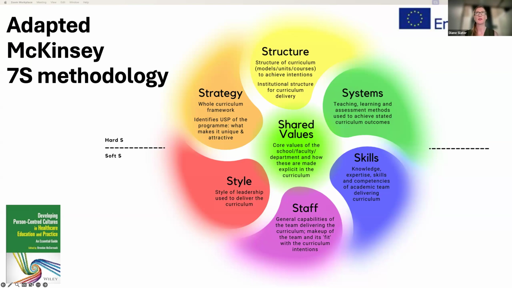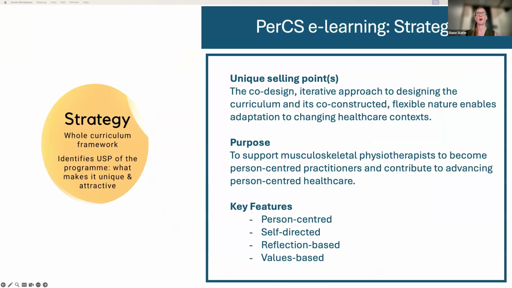And I'm going to use some of the 7 S's just to describe and elaborate a little bit more detail about the program. So we can talk already about strategy. We have our unique selling point, and we talk about the co-design and iterative design approach to developing this curriculum. The purpose, which matches with the purpose of a curriculum framework that Sean's just shared with us, is about supporting physios to become person-centered practitioners and to contribute to advancing person-centered healthcare. And then you can see that the key features of the curriculum are it's person-centered, self-directed, reflection-based, and values-based.